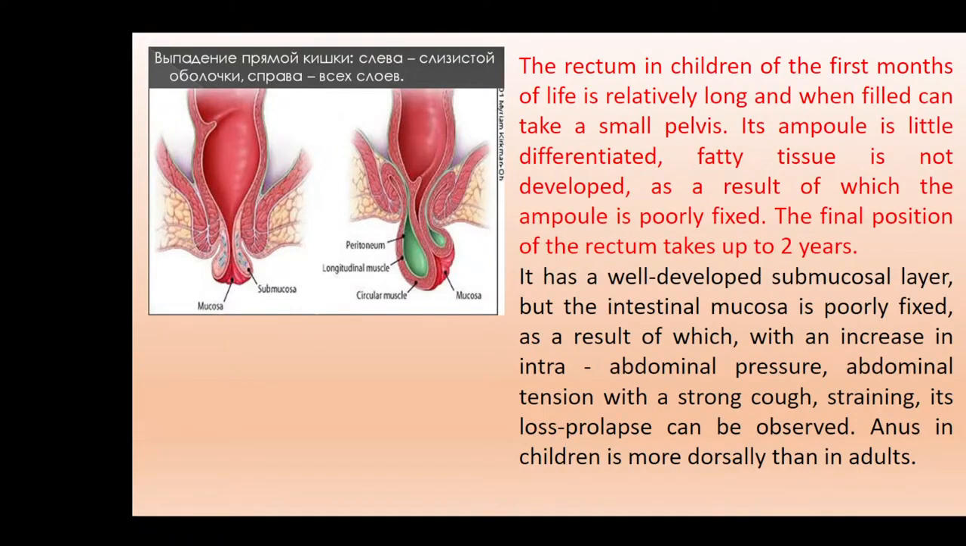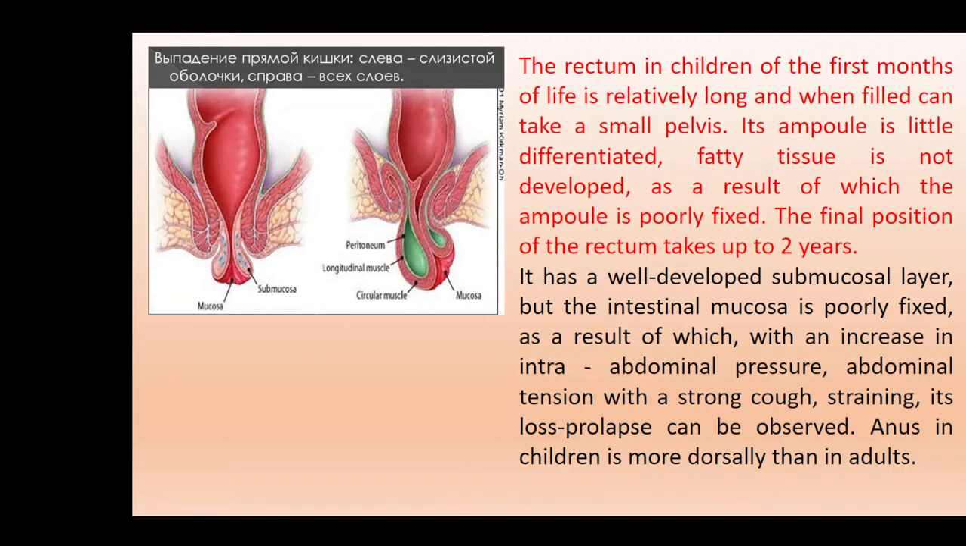The rectum of children in the first months of life is relatively long, and when filled it can be as thick as small petals. Its ampulla is little differentiated. Fatty tissue is not developed, as a result of which the ampulla is poorly fixed. The final position of the rectum is taken only by 2 years old.